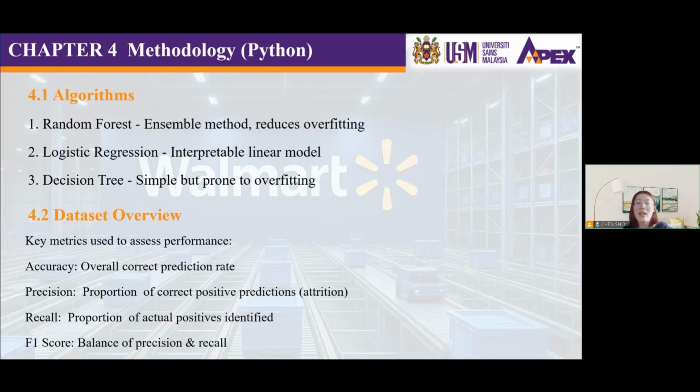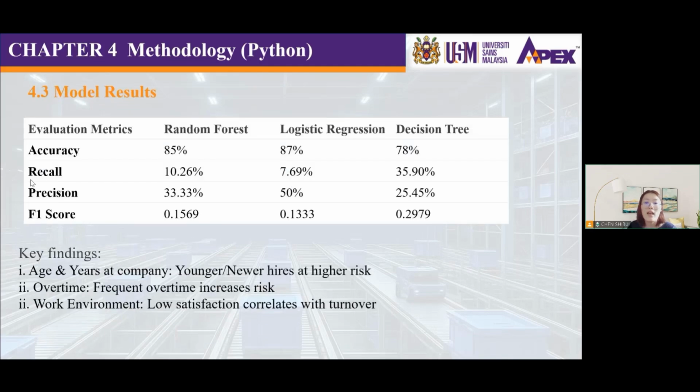And then I introduce chapter 4, the Python. We use 3 models: random forest, logistic regression, and decision tree. And the key metrics are accuracy, precision, recall, and the F1 score. And you can see this chart is the model results.